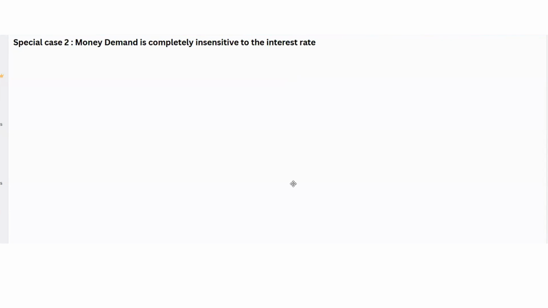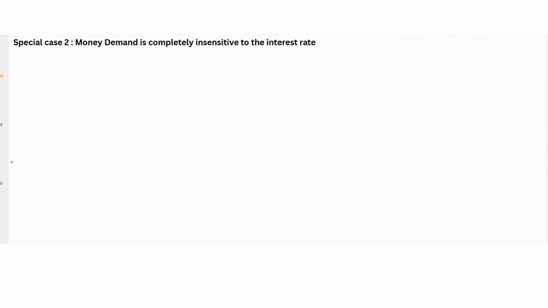We were looking at special cases of the IS-LM model. The case one we looked at was that investment is completely insensitive to the interest rate. Now we want to look at special case two, where we're saying that money demand is completely insensitive to the interest rate. Let's look at what this implies for our LM curve.